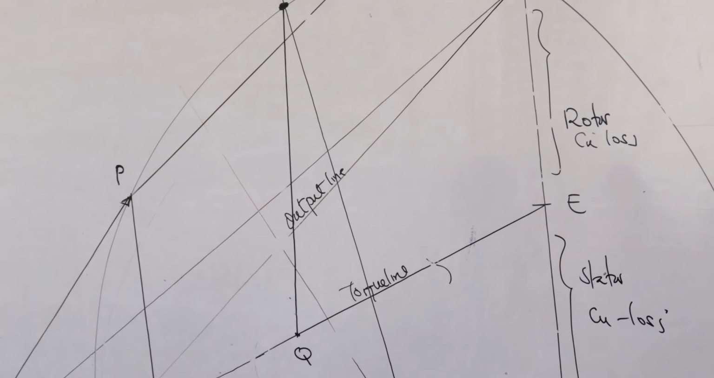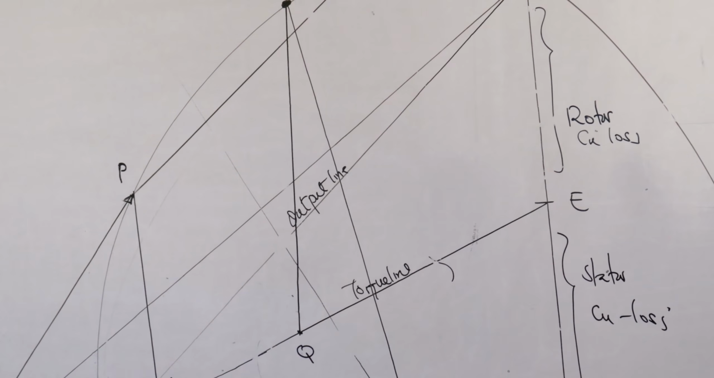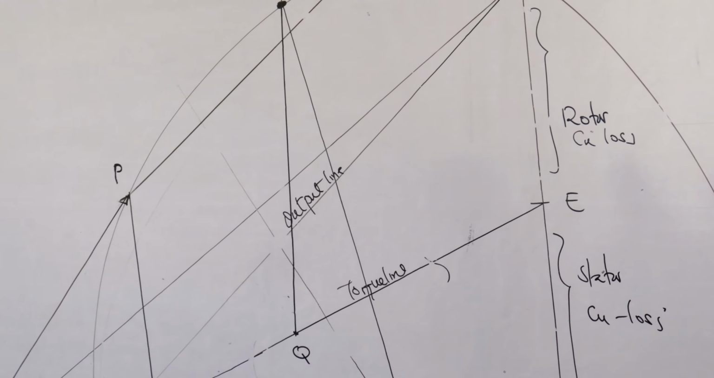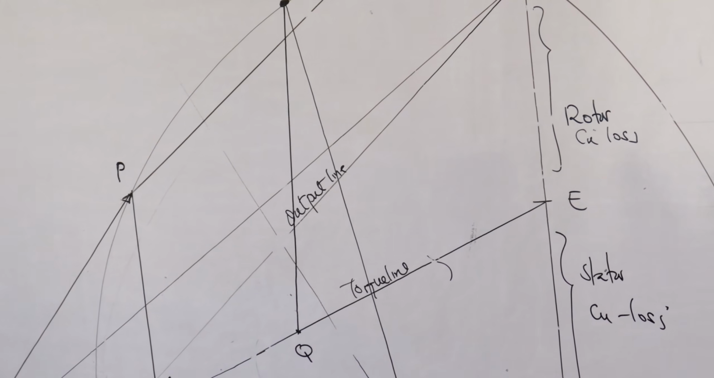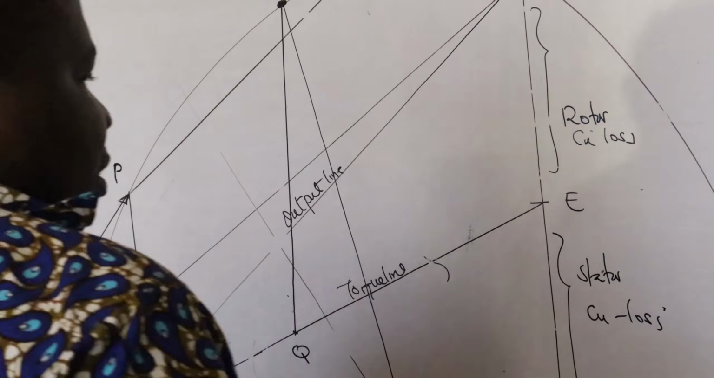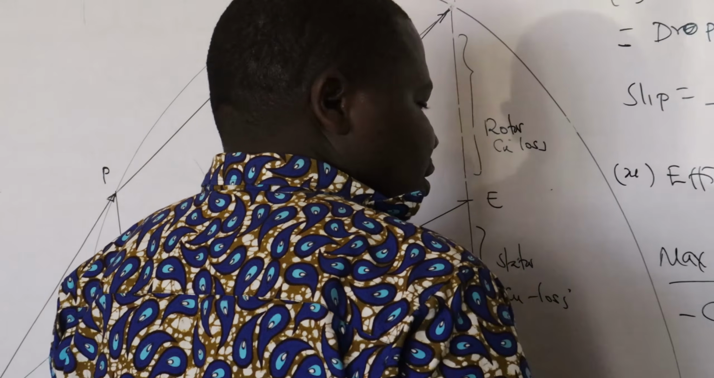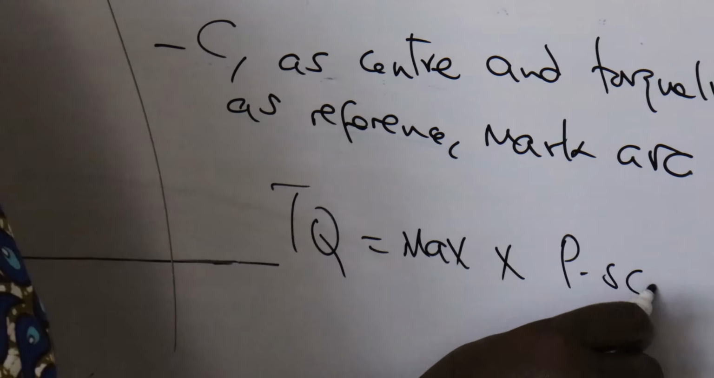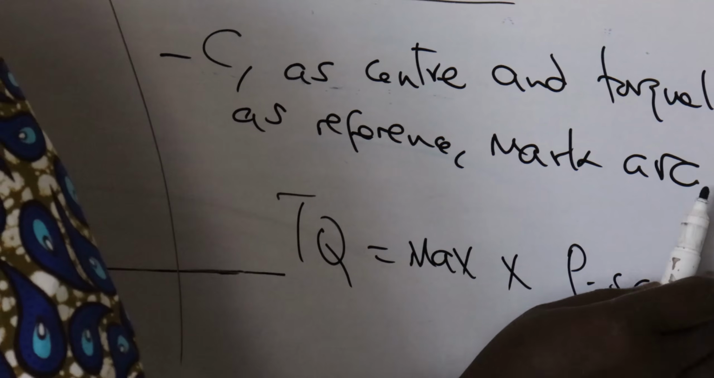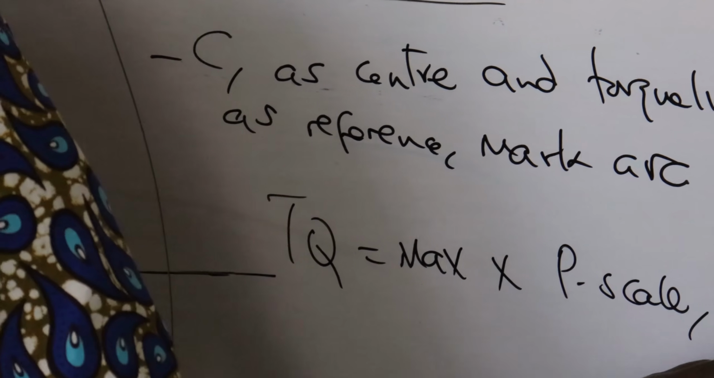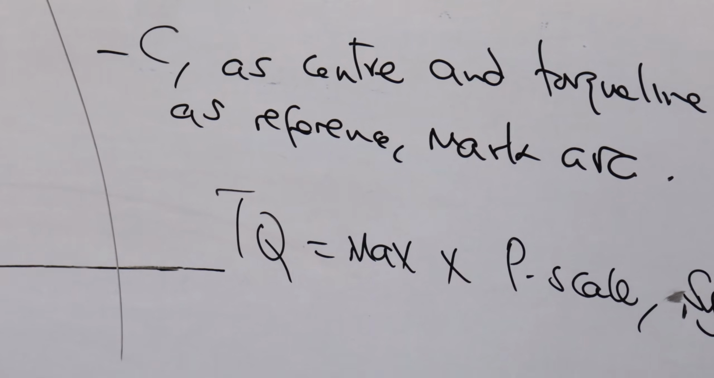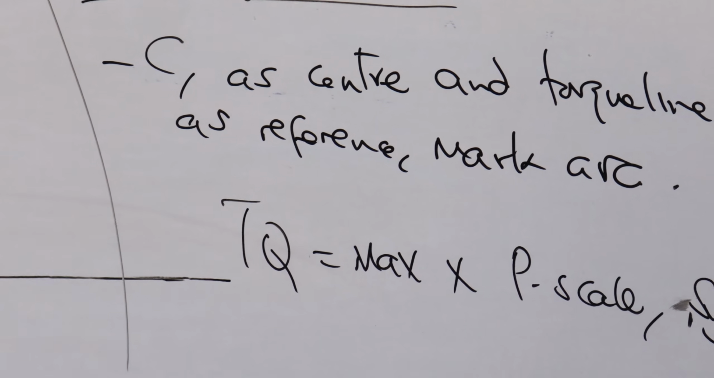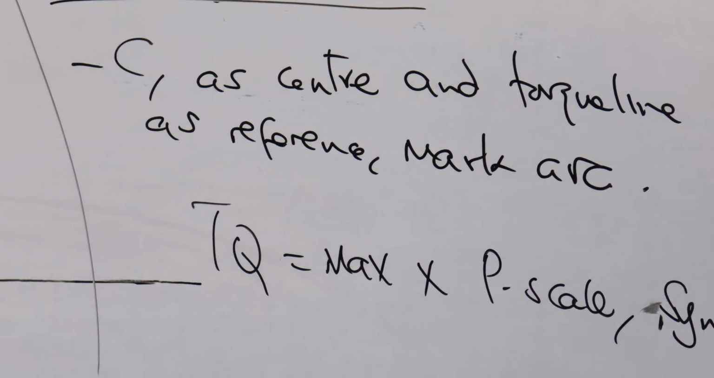Guys, that torque line is our reference. We'll repeat the torque line. T to torque line, Q. So TQ is our maximum torque times power scale in a unit called synchronous watts. T to Q in measurement times the power scale is our maximum what? Torque in?